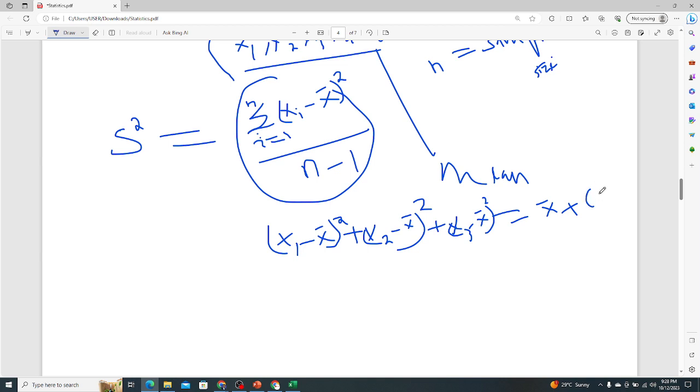plus x5 minus x bar squared. Then divide by what? By n minus 1. We are using n minus 1. Why? Because it's a sample data.